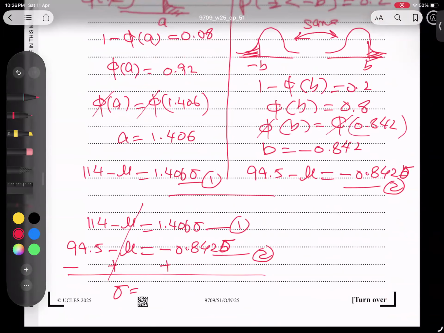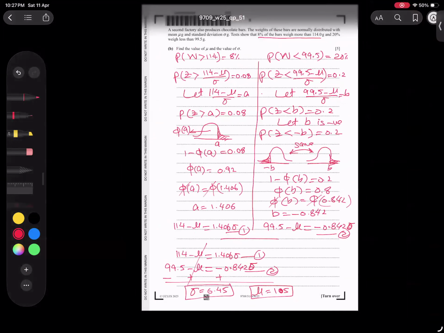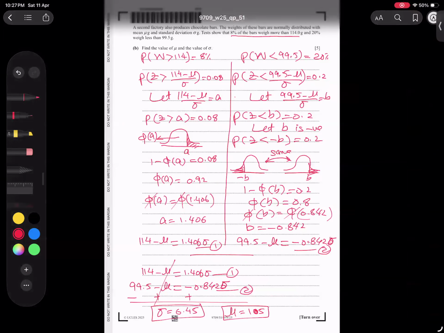And yes, exactly. Now the answer turns out to be 6.45 after 3 SF rounding. And if I plug in this value in this equation, let me check now. 114, and this is 6.45 times 1.406. After rounding, I got 105, the mean value, 105. So I hope the concept is very clear. So we have done, and the question is completely clear.